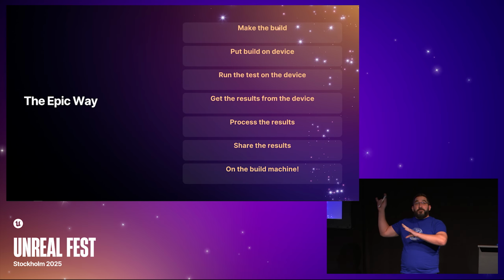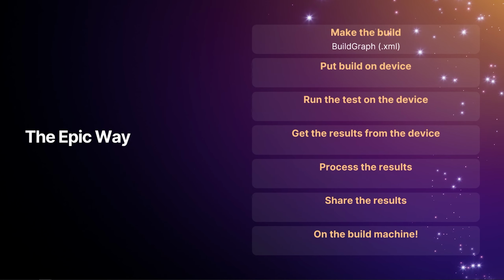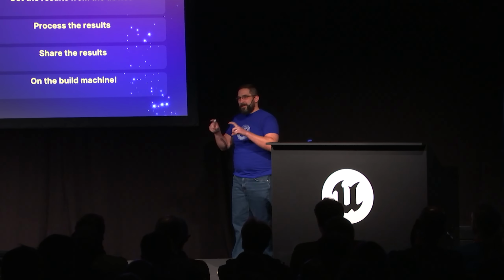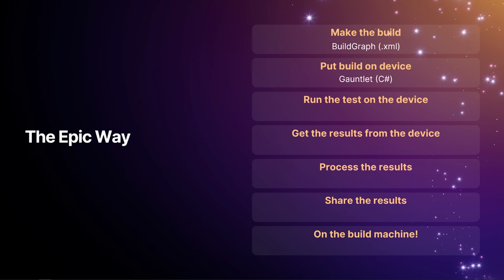So we actually do have a bunch of systems to do all of these things. If I want to make the build, we have something called BuildGraph. It's based in XML. It's a script-based build automation system with graphs of building blocks common to UE. It doesn't actually have a graph interface. It's all built in XML. Then for putting the build on the device, we have Unreal Automation Tool and Gauntlet, which is a framework to run sessions of UE projects and perform tests, validate results, and all that fun stuff.